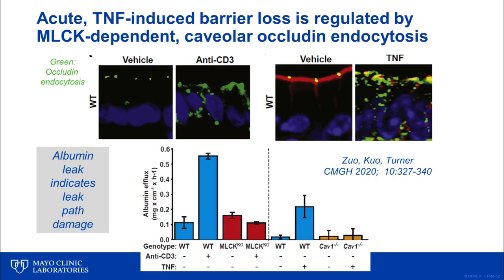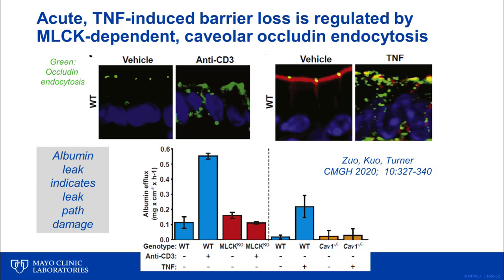But let me focus on a couple of papers which I found really quite interesting. And they come really from the groups of Jerry Turner in particular. And this is an example of an acute tumor necrosis factor-induced barrier loss. And the important thing is that it attacks that myosin light chain kinase dependent path, which is the leaky, not the pore pathway, but the leak pathway.